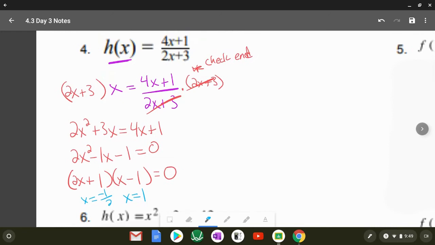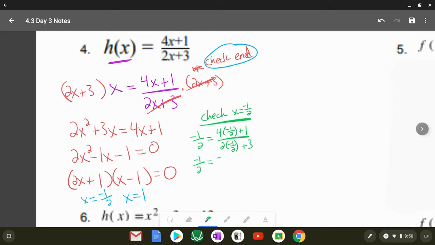Now again, we said because we multiplied both sides by that variable, we do need to check our answer at the end. So when we go to check it, let's go ahead and do this in green here. If I'm checking x equals negative 1/2, we have negative 1/2 equals 4 times negative 1/2 plus 1 over 2 times negative 1/2 plus 3. That would be negative 2 plus 1 is negative 1 over negative 1 plus 3 is 2. So we do have that this one works.